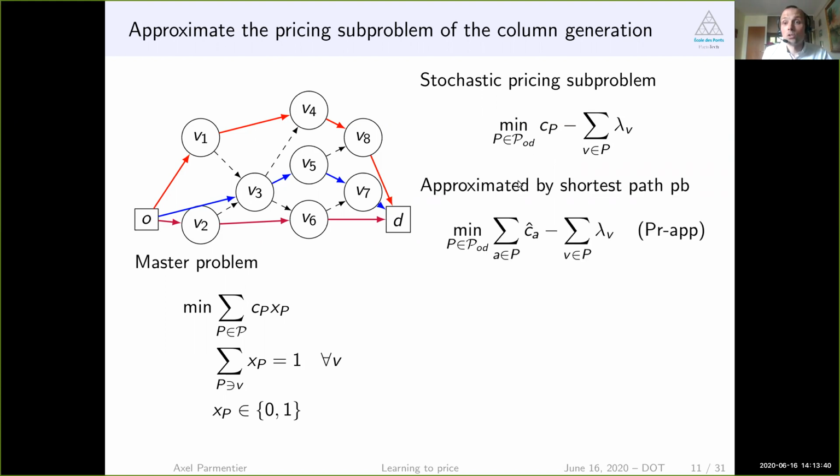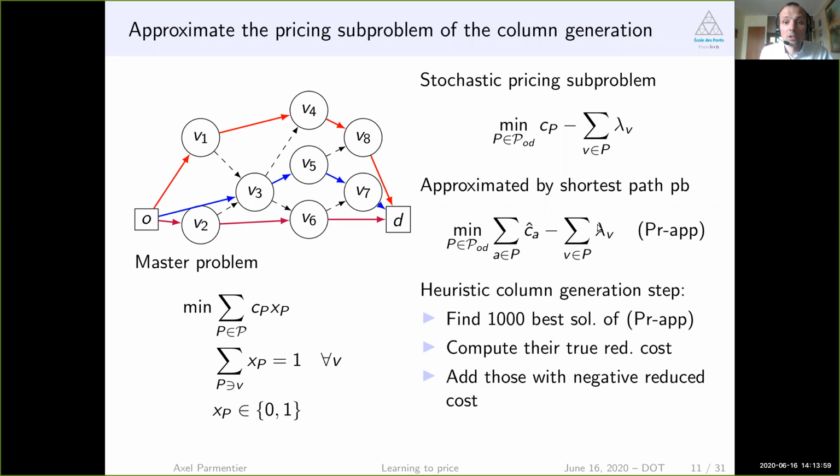And so the other application we will do is, instead of approximating the master problem, we will approximate the hard pricing subproblem by a usual shortest path problem that is very easy to solve, and embed that in a column generation, the heuristic column generation. The idea being, in the column generation algorithms, you need to generate columns with negative reduced cost, but if you don't solve the pricing subproblem to optimality, that's not such a big problem.